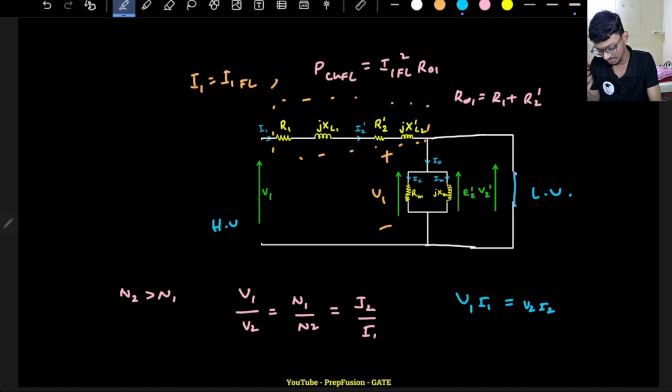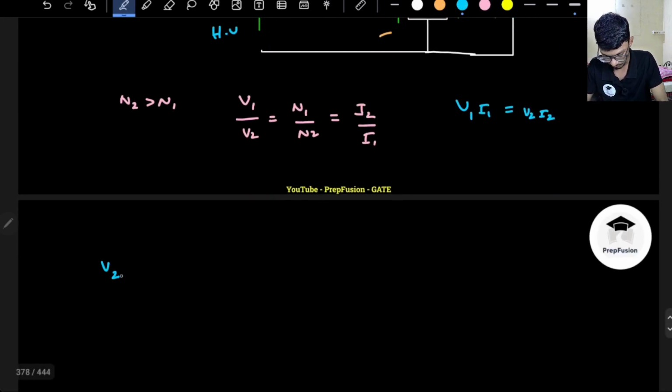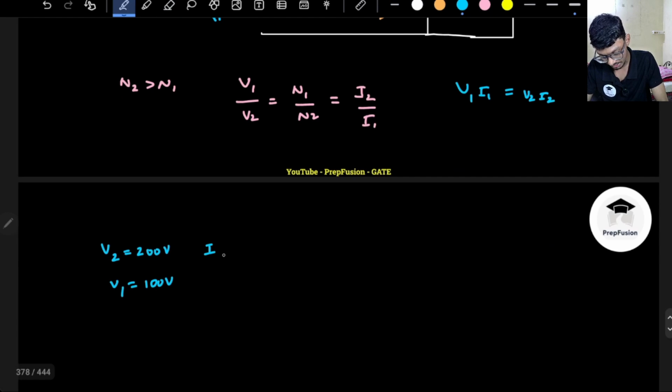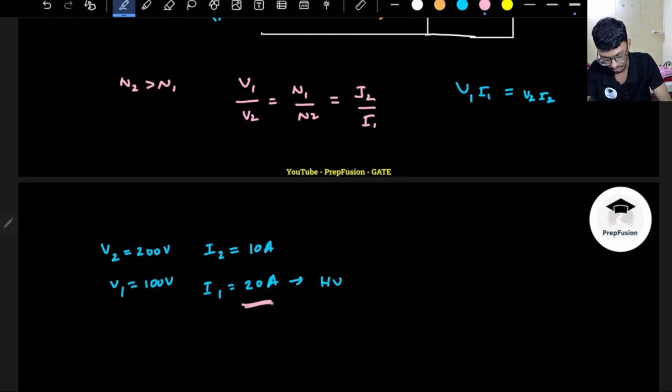So let's take a few numbers. Let me take that my V2 is 200 volts, V1 is 100 volts, and rated. So what will be the rated current in the secondary? Rated current in the secondary, let's assume, will be 10 amps. So rated current in the primary will be what? The ratio will be 2. It will be higher here. It will be 20 amps. So if I performed this on the LV winding, then I had to pass more current, right? So I will need higher rated wattmeter.